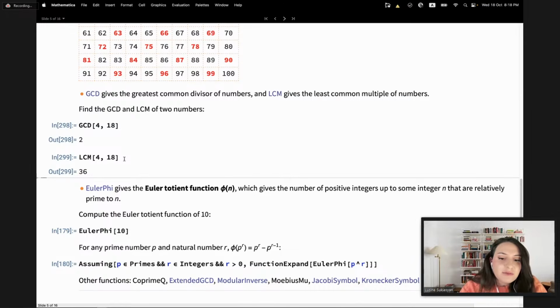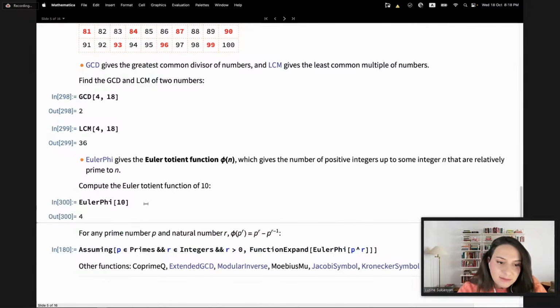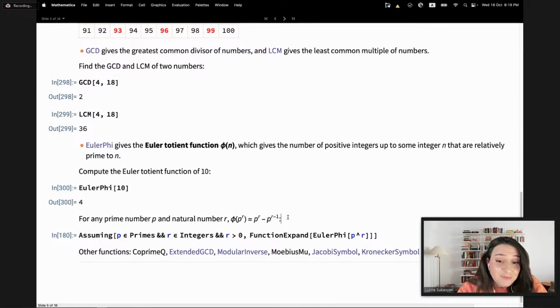And a function that is really connected with this GCD and LCM is the Euler totient function, EulerPhi, which gives the number of positive integers up to some integer n that are relatively prime to n. For example, we can compute the Euler totient function of 10 by simply doing this. And there's a great result. For any prime number p and natural number r, you get this.